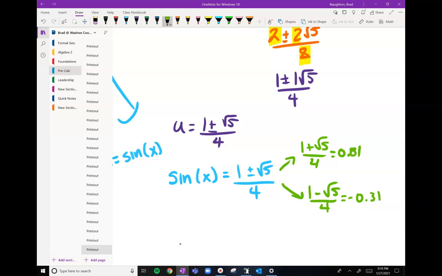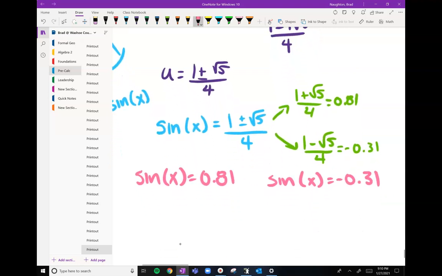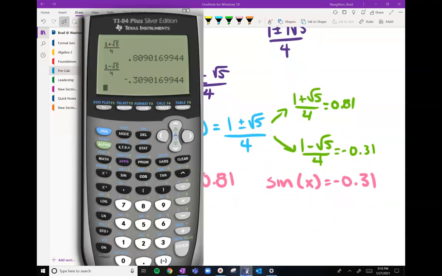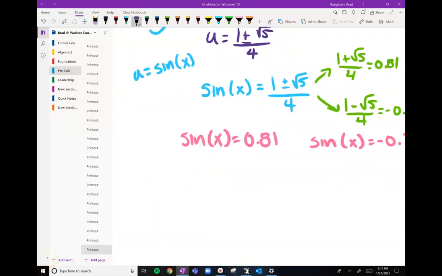All righty. So as it stands, we finally are where we're at. I'm going to have one where the sine of x is equal to 0.81, and I have one where the sine of x is going to be negative 0.31. Good to know, my friends. So, ladies and gentlemen, do I have my signs right here? Looks good.